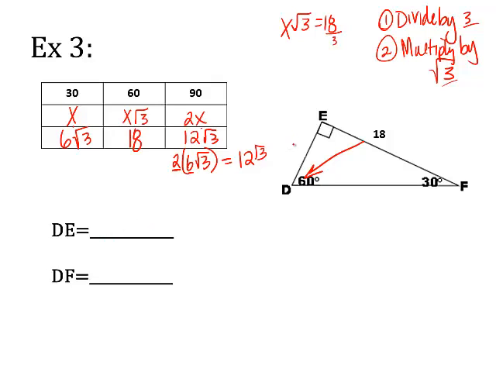So my answer is DE is the side across from 30. Well, we found that to be 6 square roots of 3. And then DF is the side across from the 90-degree angle, and that is 12 square roots of 3. All right?